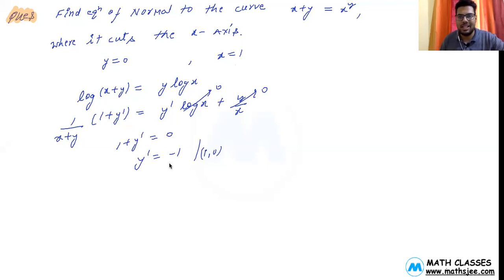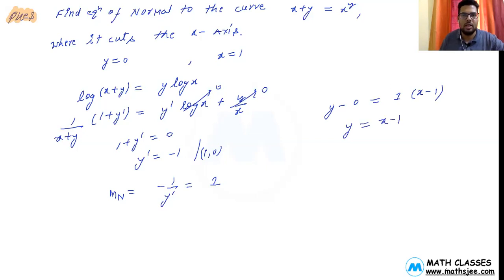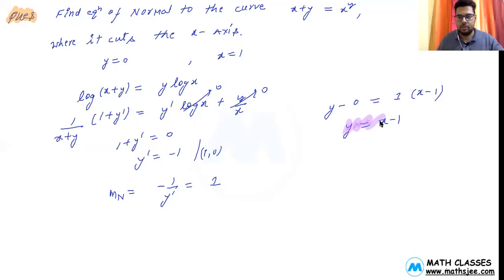This is the slope of the tangent, but we have to find the slope of the normal. The slope of the normal is equal to minus 1 by y dash, that is equal to 1. So clearly we have y minus y1 equals slope times x minus x1. So you get y equals x minus 1 as the answer. This is the answer that we have got.